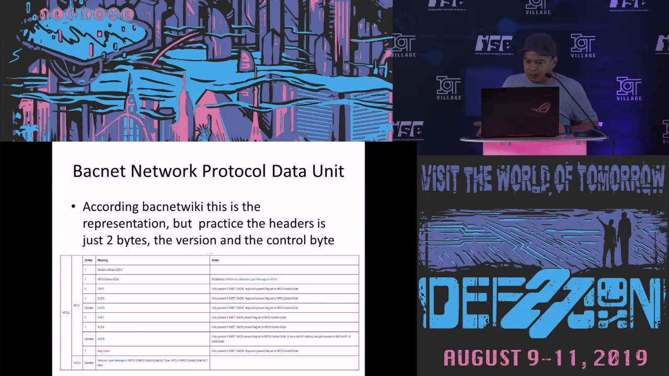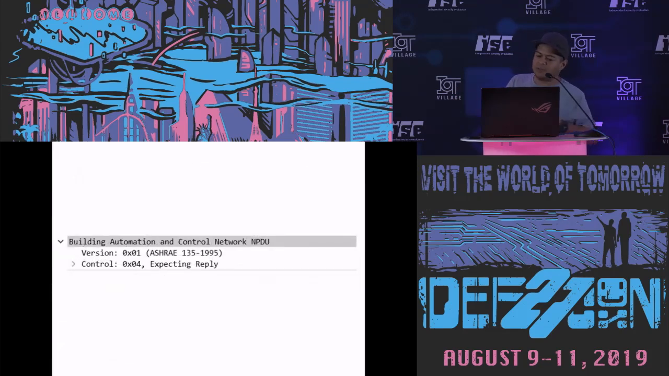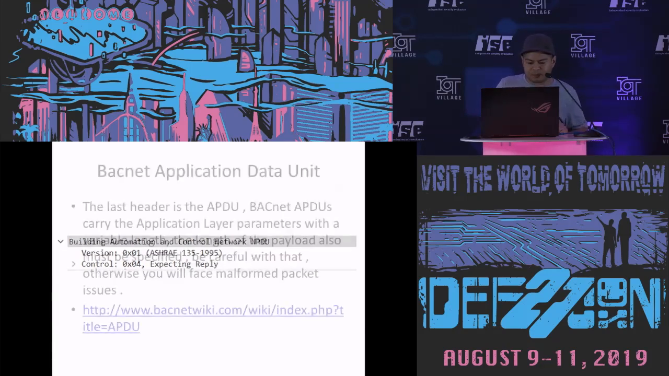Then we have the BACnet Network Protocol Data Unit. This is a representation according to the BACnet Wiki, but in practice, it's just 2 bytes, like this. So it's just telling you the version that you need to use and the control. In this case, we set the byte to 4, which means we are expecting a reply from the device. If you don't configure this control byte properly, you couldn't get the reply back. So you need to read the documentation and start constructing the packet byte by byte.